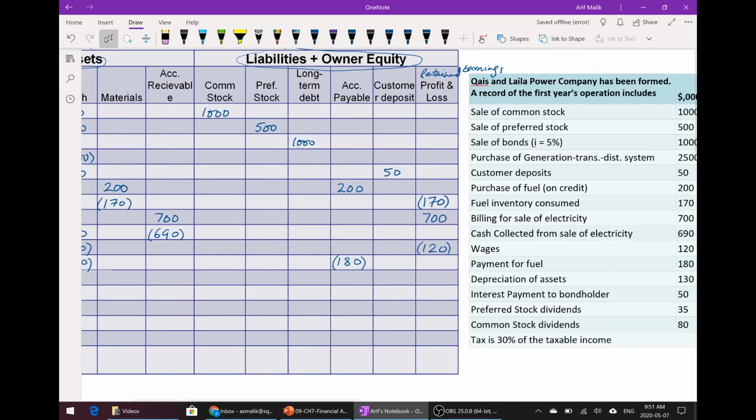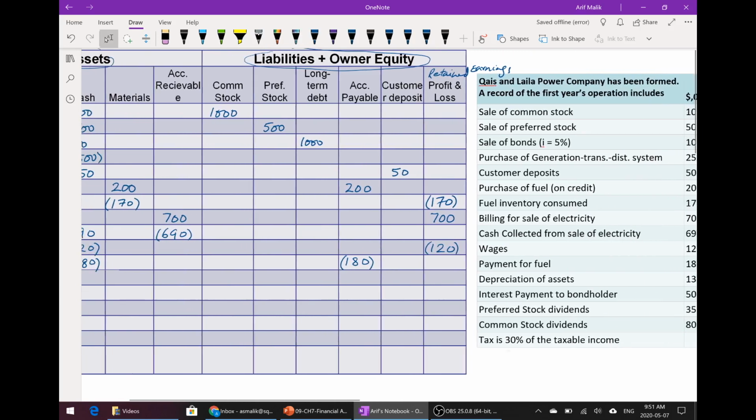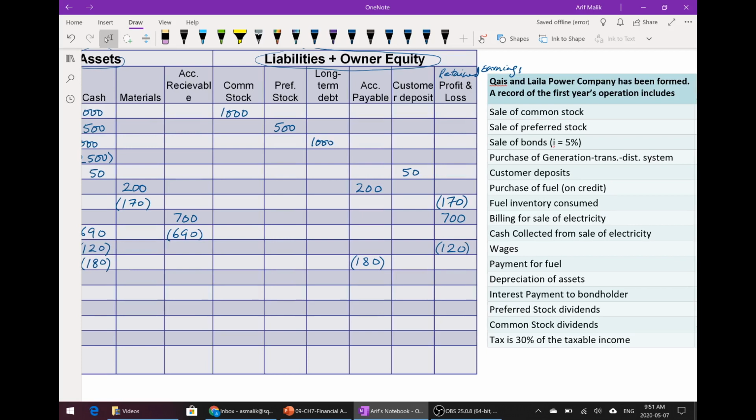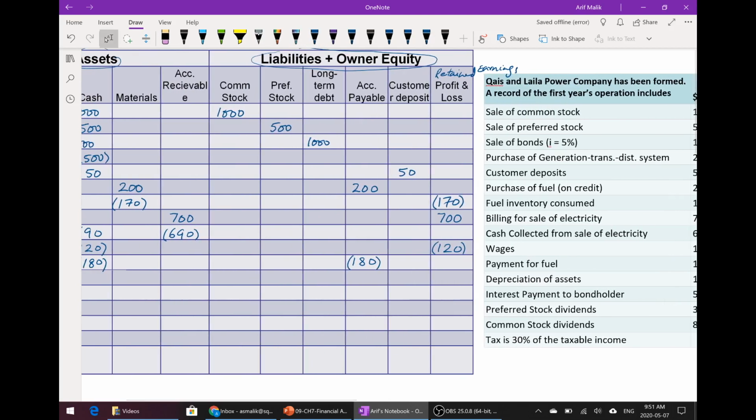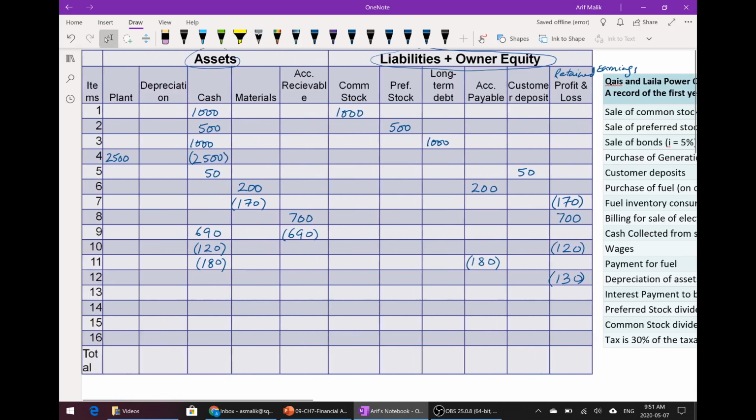Okay, then depreciation of assets, it is 130. Now remember that we said that depreciation is charged against the revenue, it is an expenditure, so it will come under retained earnings. So we say depreciation has occurred here of how much? 130. So we put 130 here as an expenditure, and then we go here and we have a column for depreciation under assets, so we put 130 depreciation.